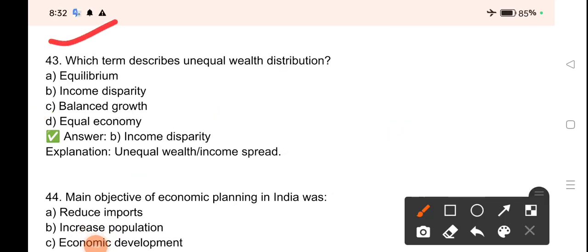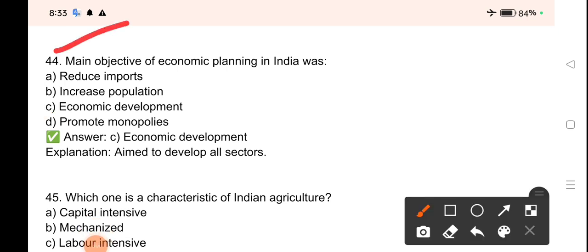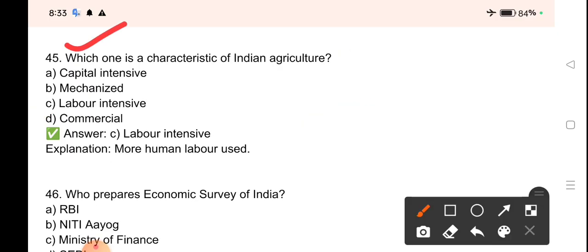Which term described unequal wealth distribution? Income disparity. Income disparity describes unequal wealth distribution. Unequal wealth income spread. The main objective of economic planning in India was economic development. Aim to develop all sectors. Which one is a characteristic of Indian agriculture? Labor intensive. Labor intensive is a characteristic of Indian agriculture. More human labor used.